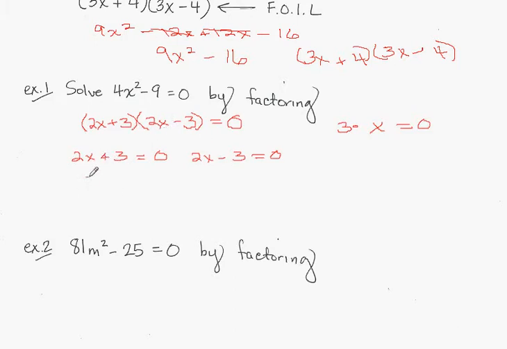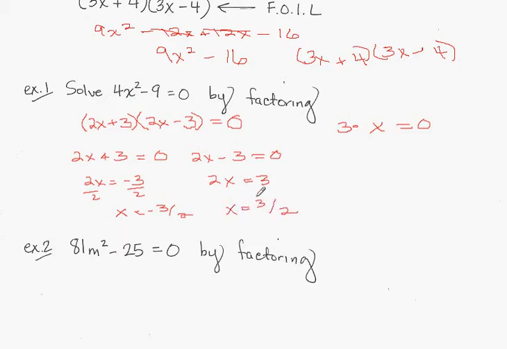And then you solve. So we're going to get 2x equals negative 3. And then we'll divide both sides by 2. And we get x equals negative 3 halves. That's one solution to this equation. And then we get 2x equals 3. Divide both sides by 2, and we get x equals 3 halves.